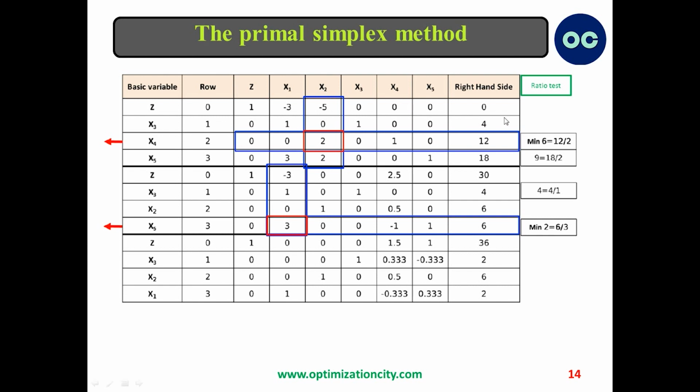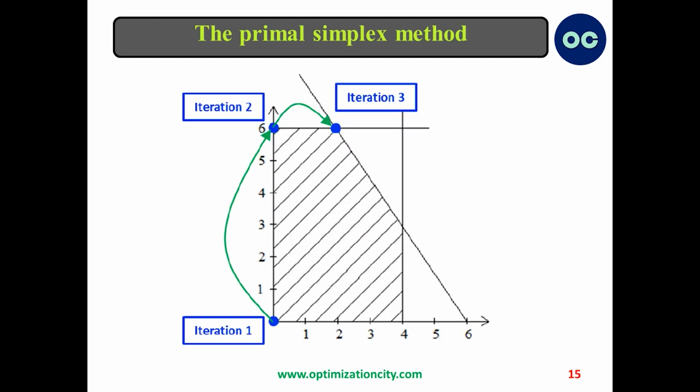In the first iteration, x2 is the entering variable and x4 is the leaving variable. In the second iteration, x1 is the entering variable and x5 is the leaving variable. In the third iteration, you can see that the coefficients are all positive. So the termination condition is met, and this is the optimal solution. x3 is equal to 2, x2 is equal to 6, x1 is equal to 2, and the objective function would be 36.